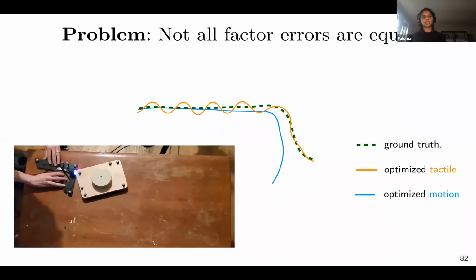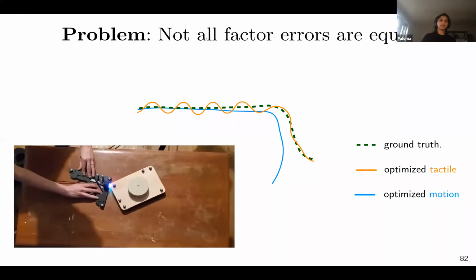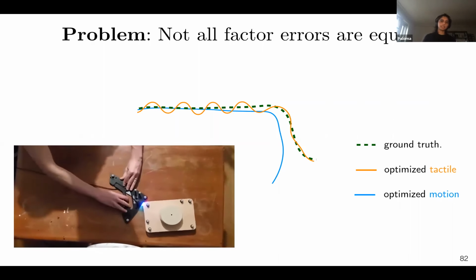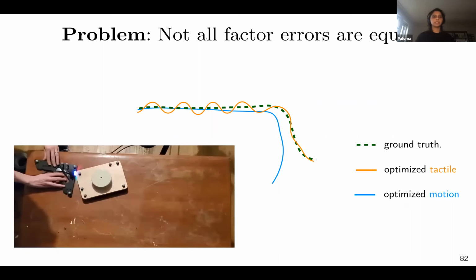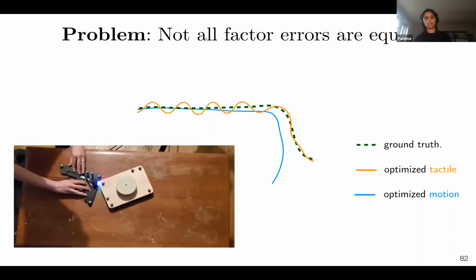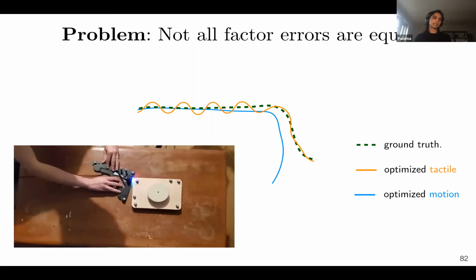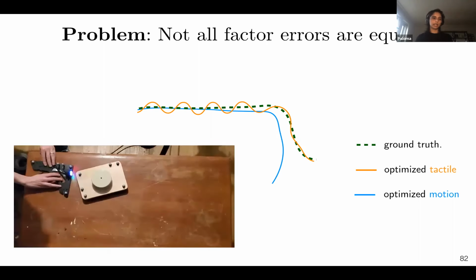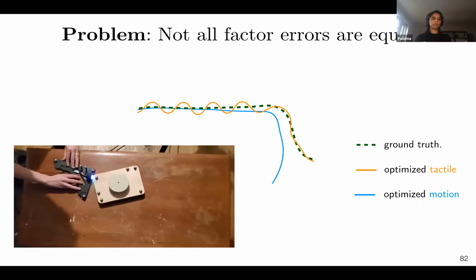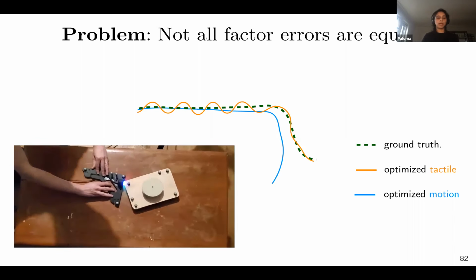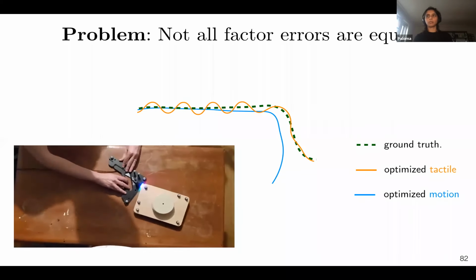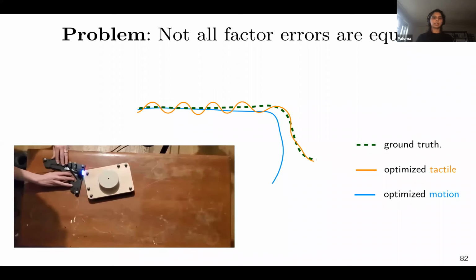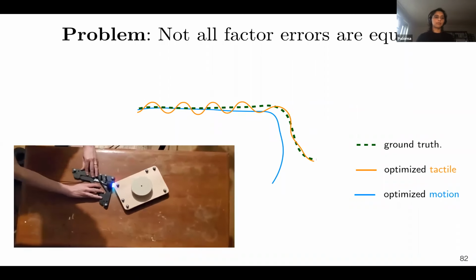So if you recall, in challenge 3, we were learning observation models for tactile image data. And interestingly, during the course of our experiments, we noticed an artifact that, for example, in this planar pushing task, not all factor errors are equal. So if we look at the ground truth and compare it with outputs from various models, like the tactile model or the motion model, the tracking accuracy varies with the type of pushing motion.